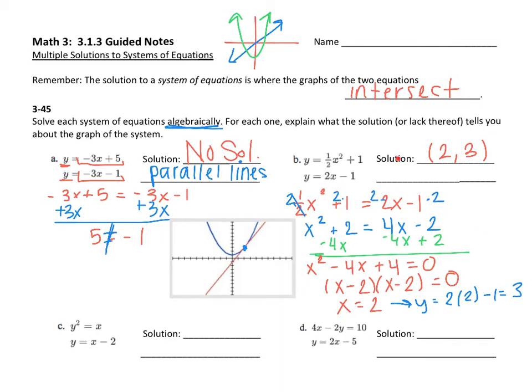We can see it visually here, but again, understanding this algebraic process is the goal here. So the solution is (2, 3), and what that means about the graph of the system, like here we said that meant the lines were parallel. In this example, it just means there is one intersection between these two graphs. So one intersection, and that takes place at (2, 3).